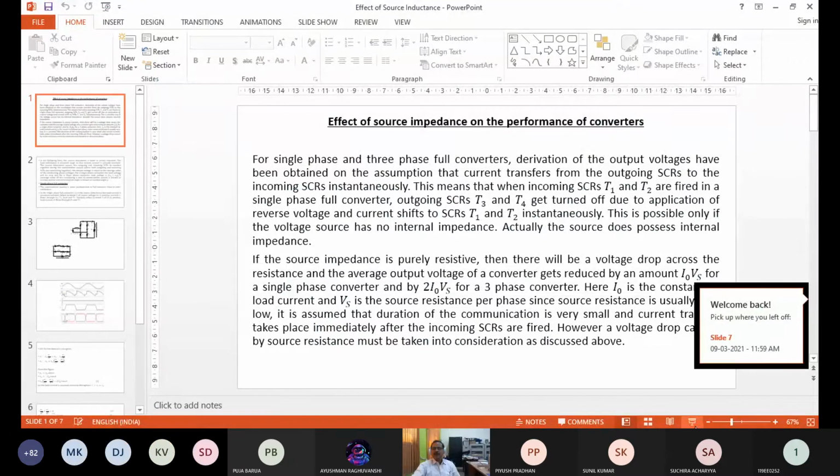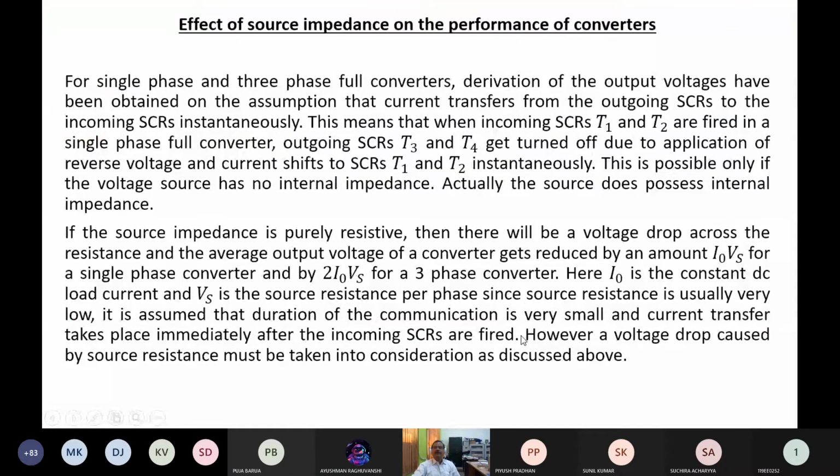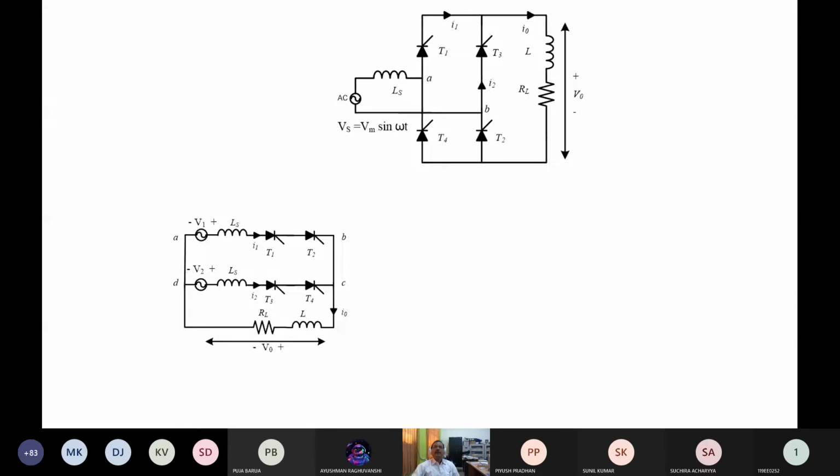So one topic I have left in the controlled rectifier is the effect of source impedance on the performance of the converters. In fact, we have studied these converters without the source impedance. In that case, we have assumed that the current transfers from the outgoing thyristor to the incoming thyristor instantaneously.